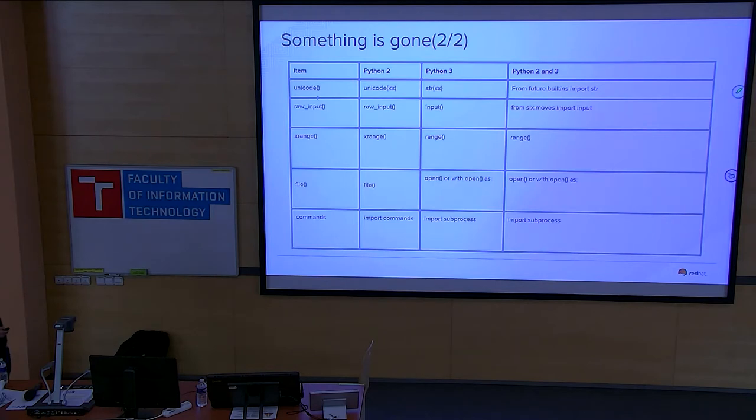And also for xrange: on Python 2, we have two functions to generate range data, one is xrange, the other one is range. On Python 3, we only have range available. And also there are some type differences. On Python 2, range will return a list. On Python 3, it will return an iterator.